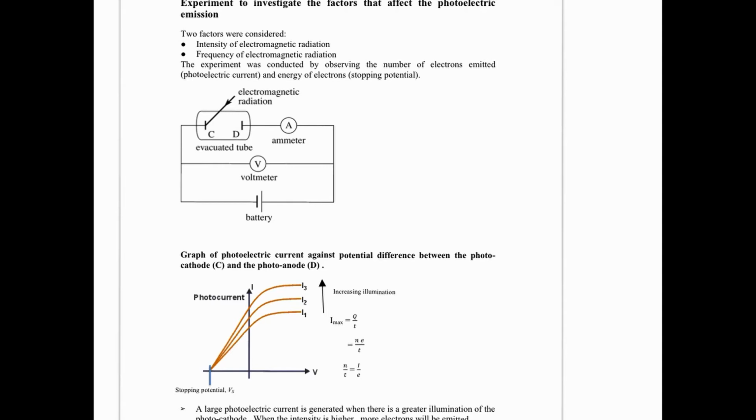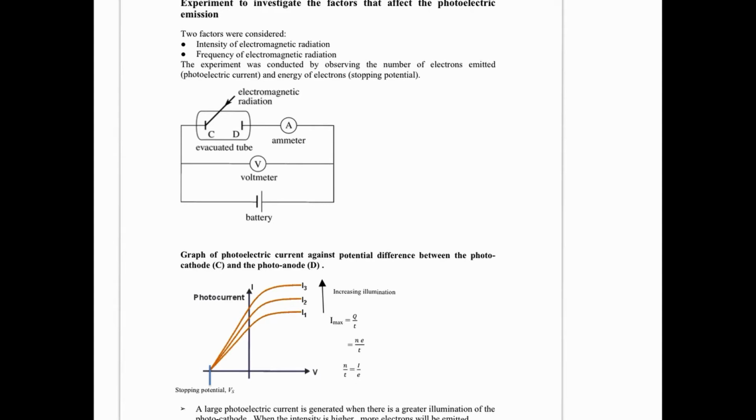For example, if you're using blue light, a more intense means a brighter blue light. And the second thing they're testing is the frequency of EM radiation. So if you don't use blue, then you use ultraviolet. You don't use ultraviolet, you use X-ray. So those are the frequencies of EM radiation. So they wanted to actually investigate what factor affects the number of electrons that are emitted.